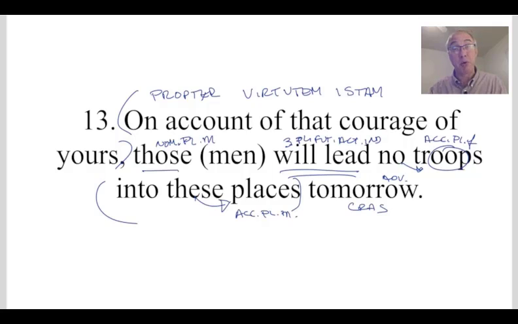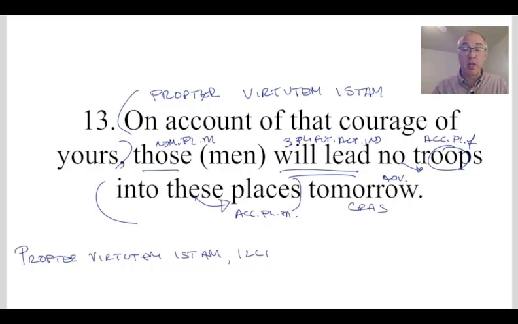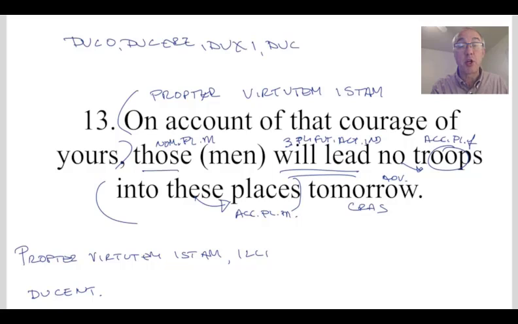Cras is the word for tomorrow. Cras, we get procrastination. Pro means for, cras means tomorrow. Procrastination, yeah, it's for tomorrow. On account of the courage, propter virtutem, on account of that courage of yours, those men, illi, I'm going to postpone the verb to the end, so I'll put it over here, ducent, they will lead. So the third conjugation verb, duco, ducere, duxi, ductum, it's a third conjugation verb. The sign of the future tense is an E. They will lead no troops, nullas copias, into these places.